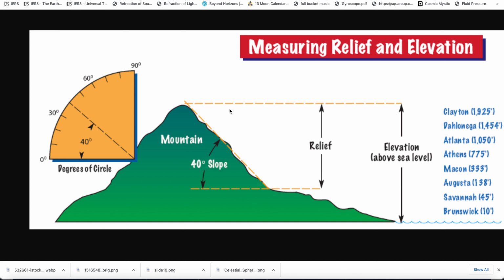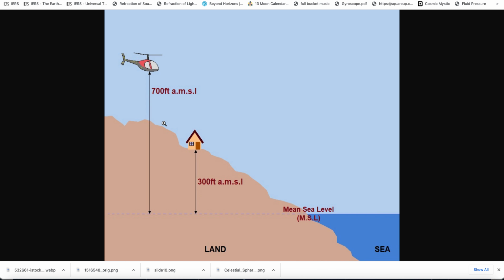So elevation, here we are again, measuring relief and elevation. Elevation above sea level. Here we are, right? So this is from here to here. That's the elevation of the mountain, right? That's what it is, sea level. Here we are again, 700 foot above mean sea level. This helicopter, 300 foot. This house above mean sea level. There's mean sea level. So mean sea level always has to be a horizontal. It's always treated as a zero horizontal baseline, always. And all elevations are taken from that point.